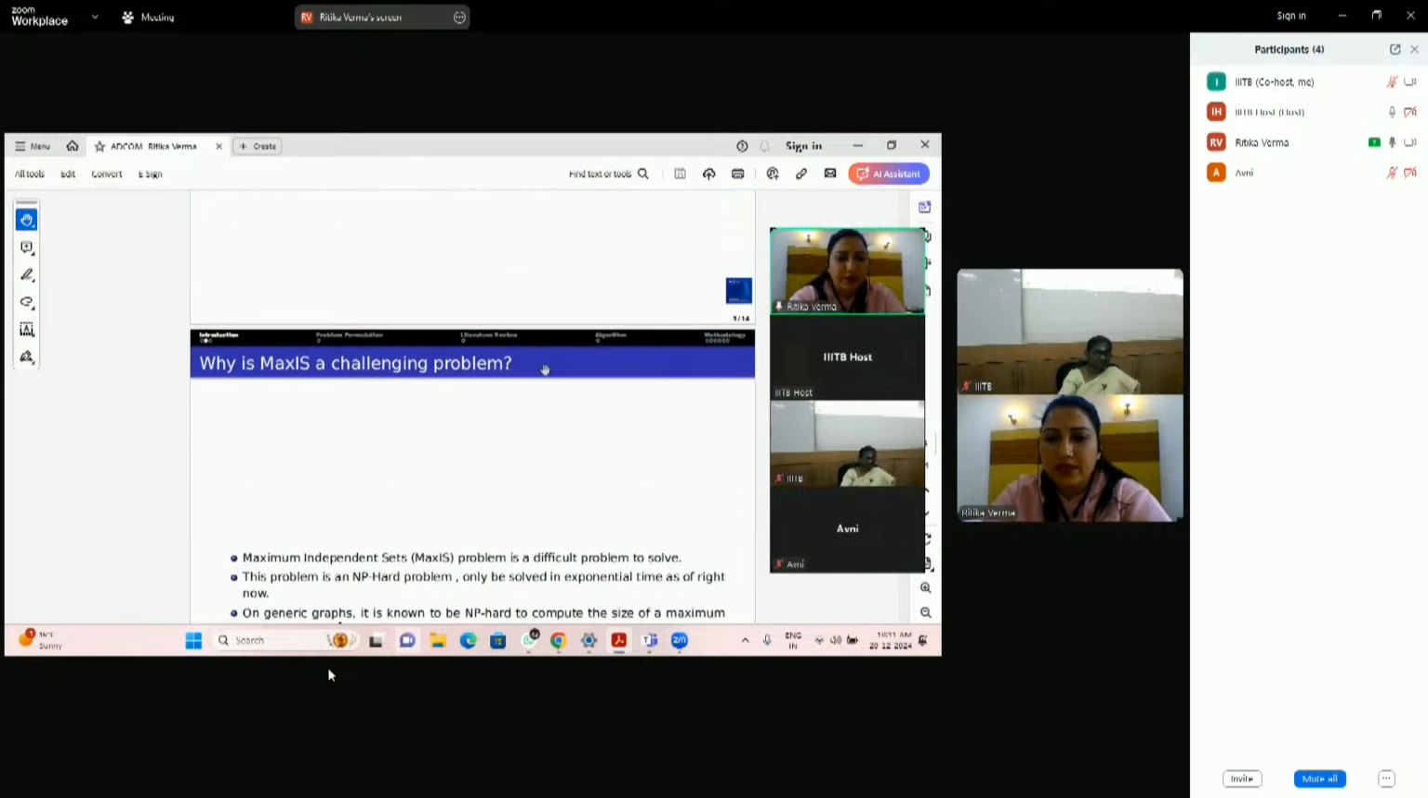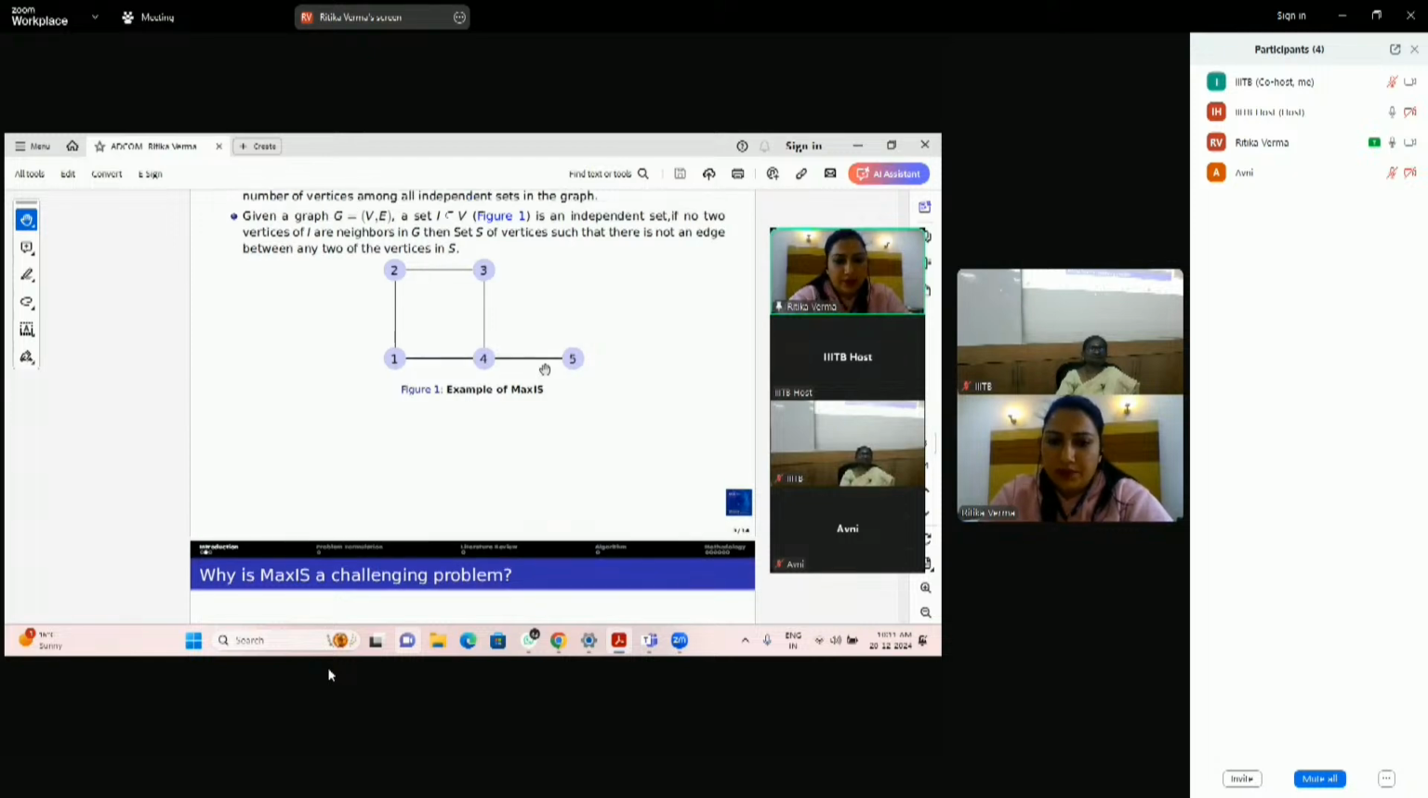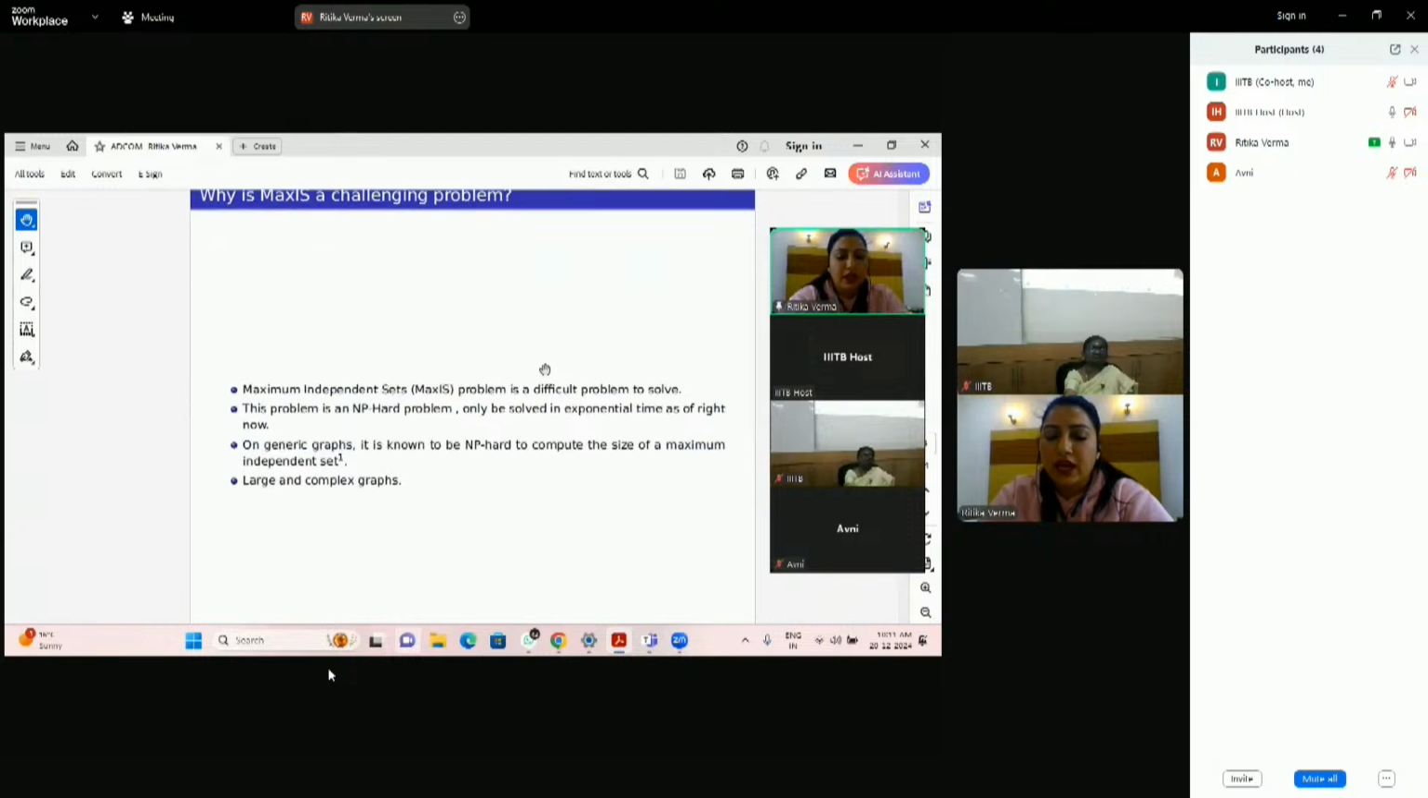As we saw in the previous example, in this graph we have only 5 nodes, and we can easily find the maximal independent set or maximum independent set with the help of the brute force approach. But when our graph increases gradually, or if we have a graph of 1,000 nodes or 2,000 nodes, or in lakhs of nodes, then it's very difficult to find the maximum independent set. Then we need different types of techniques to find the maximum independent set.